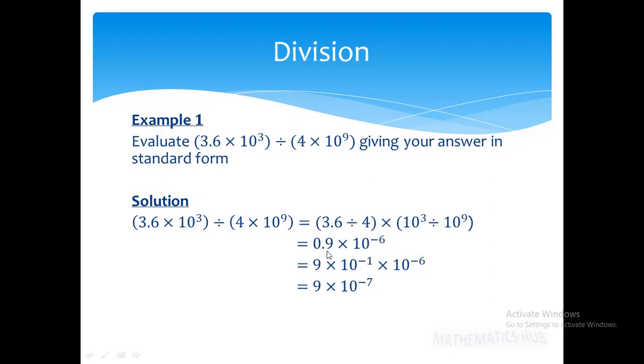But that is not in standard form. Our question requires us to give our answer in standard form. So this 0.9 times 10 to the power minus 6 is not in standard form because 0.9 is below 1. So we now want to write 0.9 in standard form, and when we do that, we have 9 times 10 to the power minus 1, and we multiply that by 10 to the power minus 6. When we simplify that, we get 9 times 10 to the power minus 7, and that is indeed in standard form.